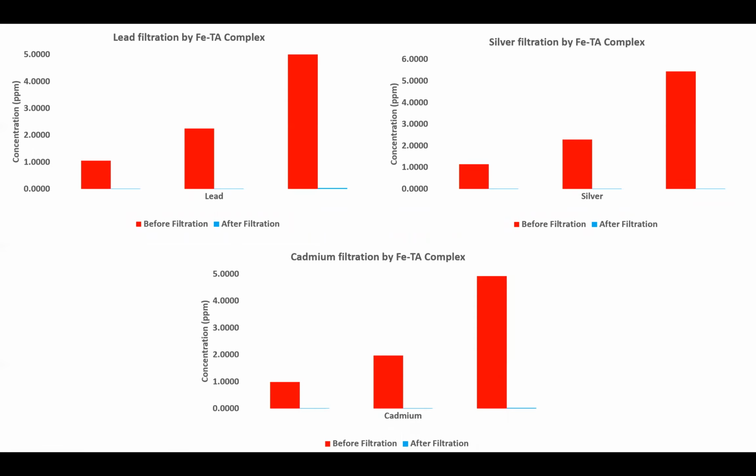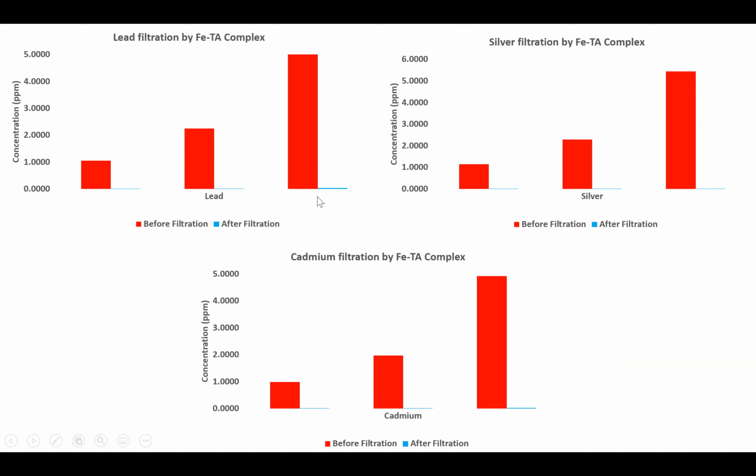These are the results when we used iron tannic acid complex as the filtration materials, and here we can see the result for the lead filtration by the iron tannic acid complex. When we checked with 1 ppm of lead in the water, then we do the filtration with the iron tannic acid complex, and we get a trace amount of lead in the water. And for 2 ppm and 5 ppm, we also get the same results.